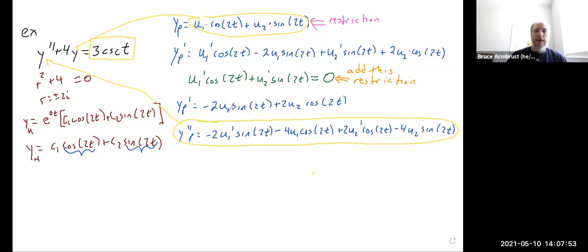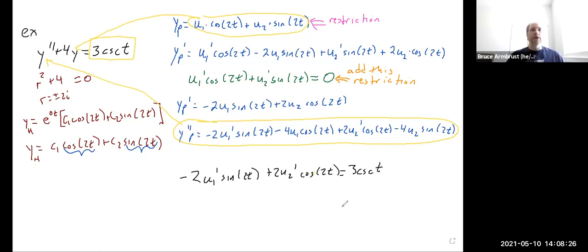notice with this 4, we get 4u1 cosine 2t, which is going to cancel with this minus 4u1. We're going to get 4u2 sine of 2t, which is going to cancel minus 4. So we're left with minus 2u1 prime sine of 2t plus 2u2 prime cosine of 2t. And that's going to have to equal 3 cosecant of t.